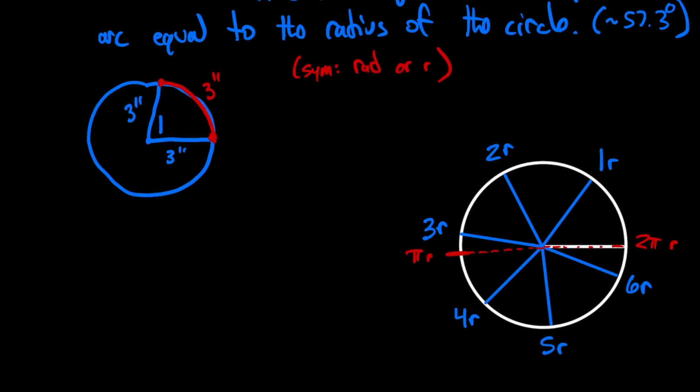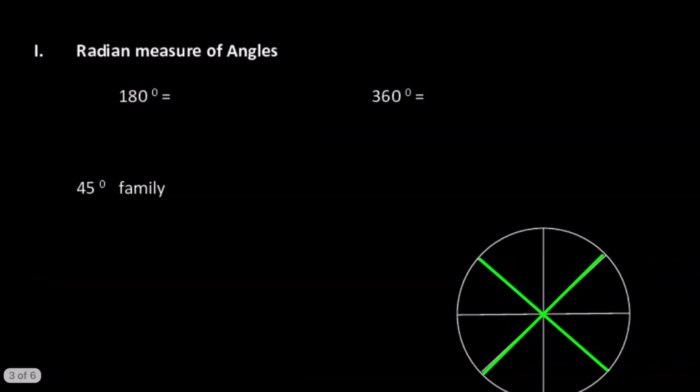Okay, let's put this into practice. Radian measures of angles. A lot of times we have to make an equivalency between degrees and radians because we are so used to dealing with degrees, but I'll tell you right now, in both pre-calc and calculus, radians are much more efficient to use.